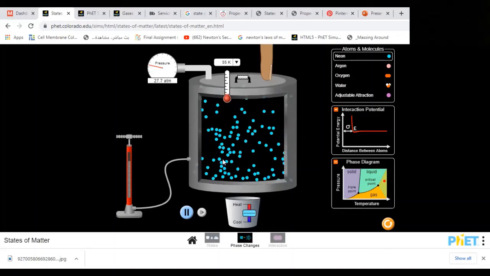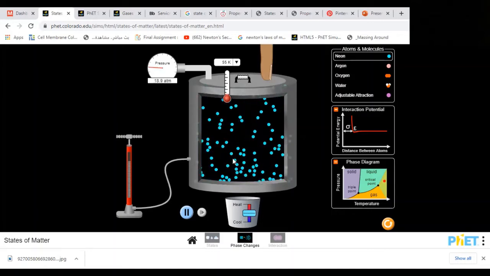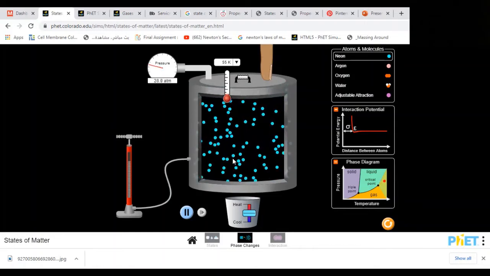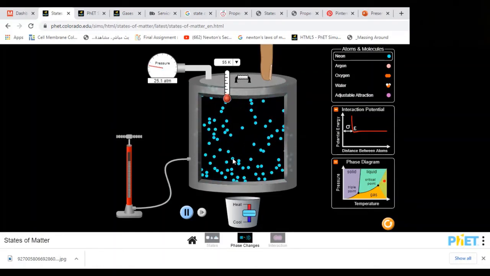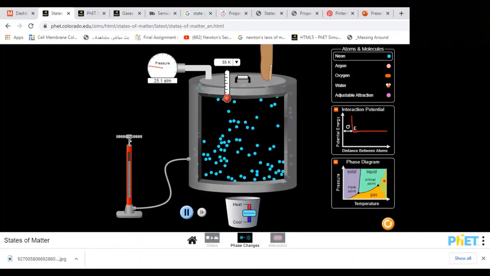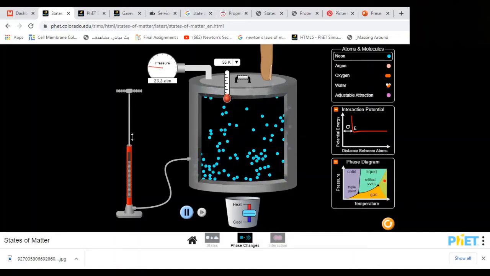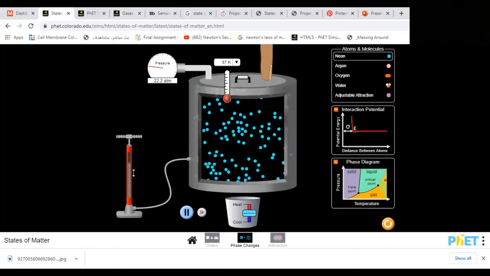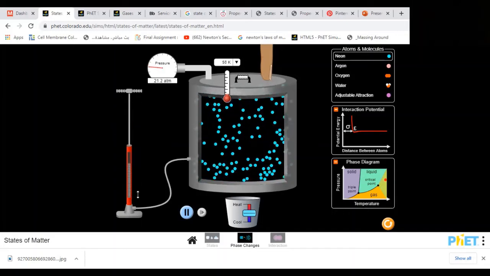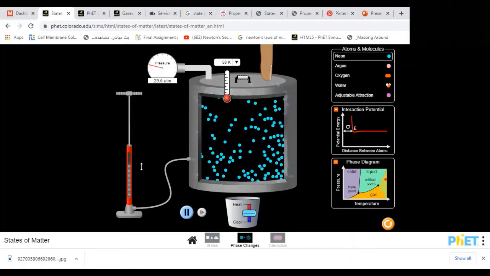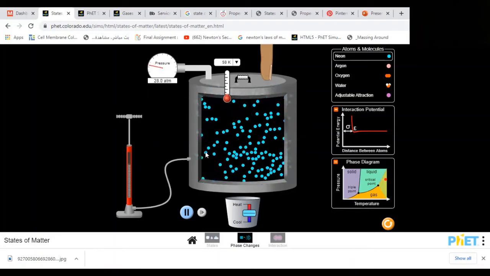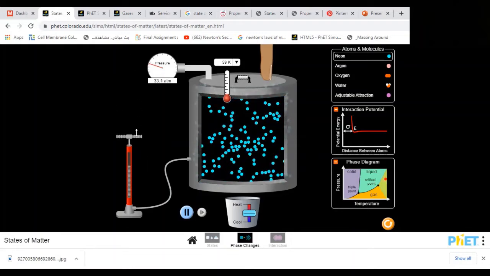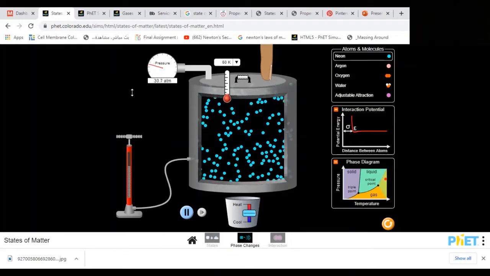Okay, now what's my aim? To increase pressure. So how do I increase pressure? By making the particles collide more. How can I let them collide more? I can now give them more particles, a greater number of particles. Can you see here? The particles are coming out of this pump. More particles.